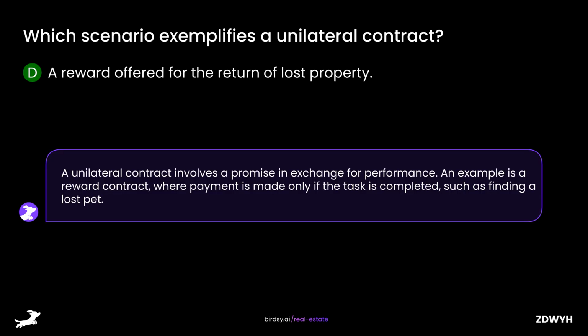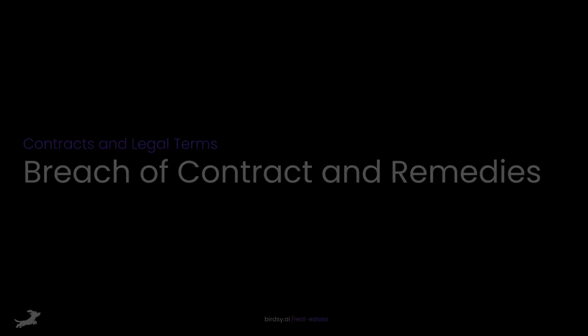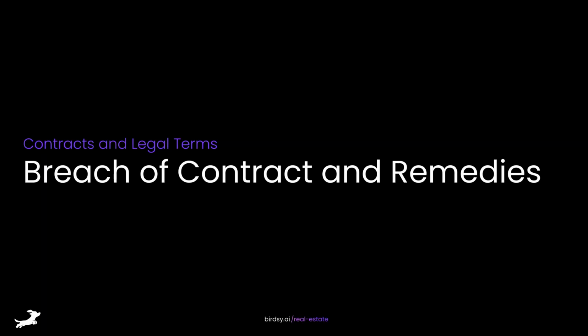A unilateral contract involves a promise in exchange for performance. An example is a reward contract, where payment is made only if the task is completed, such as finding a lost pet. Breach of contract and remedies.